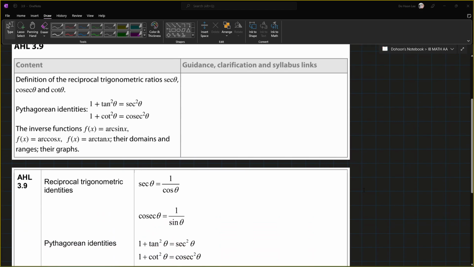One sentence that summarizes this section is: reciprocal and inverse trigonometric ratios are used to investigate trigonometry from a different viewpoint. First, let's look at the reciprocal ratios.